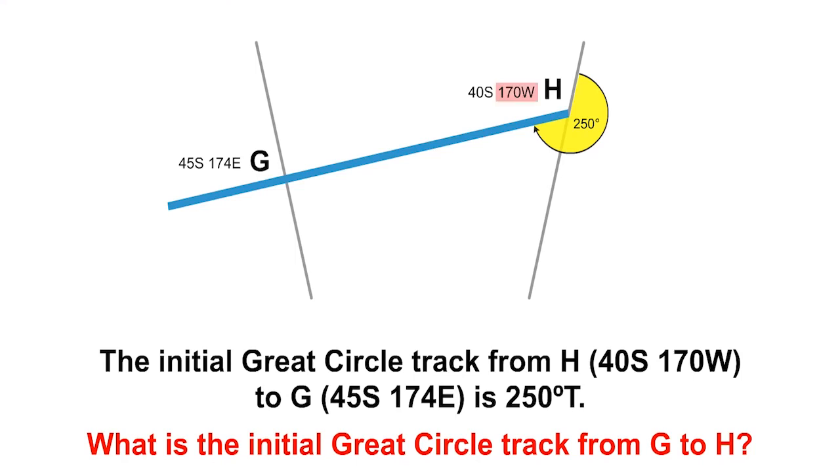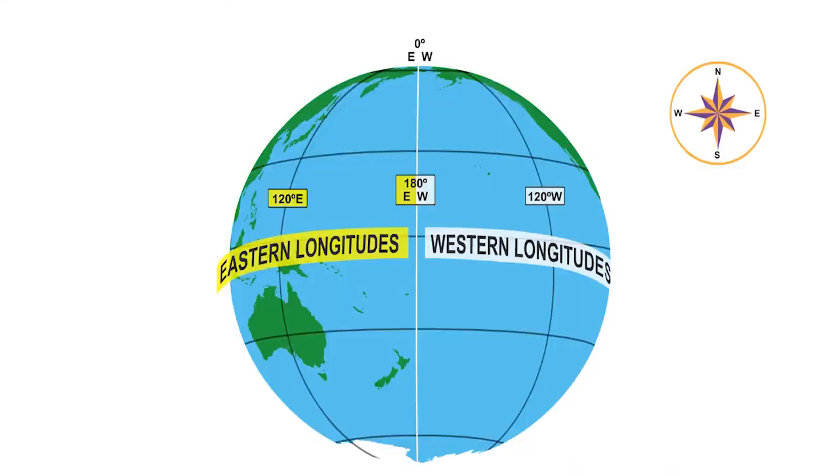H is at 170 west and G is at 174 east. However, on our diagram, why is west out to the right of east? That's not how we normally see it. The reason, of course, is that we are looking at a situation based on either side of the Greenwich anti-meridian, not the meridian. Our two longitudes are either side of the 180 degrees east or 180 degrees west, which is the same thing.